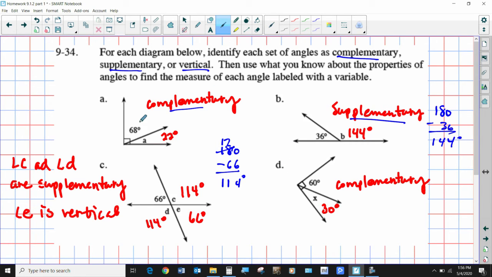And then problem D is the same as that one, just slightly different angle measures. They're complementary, so that has to be 30 degrees because that adds to 60 to make 90 degrees.